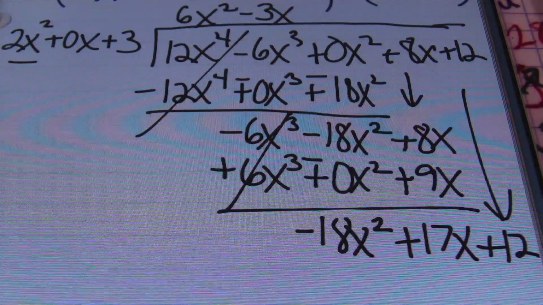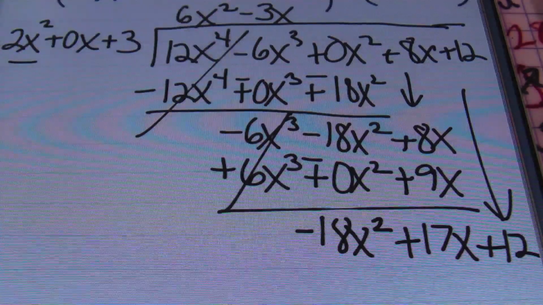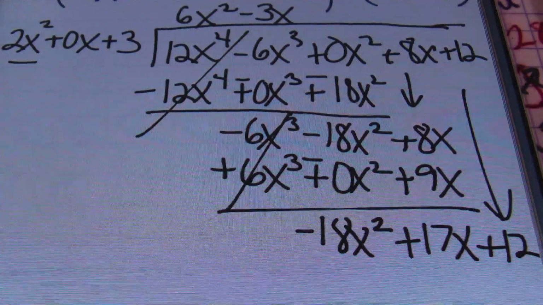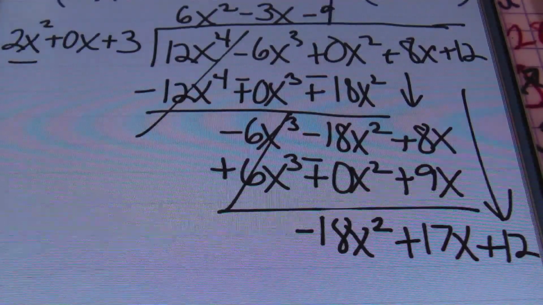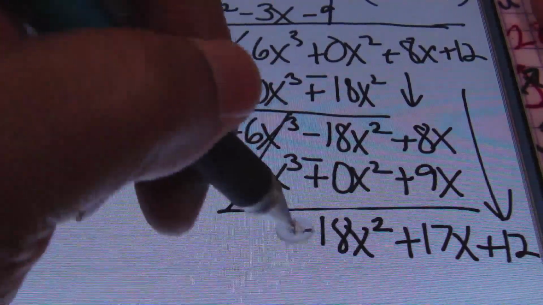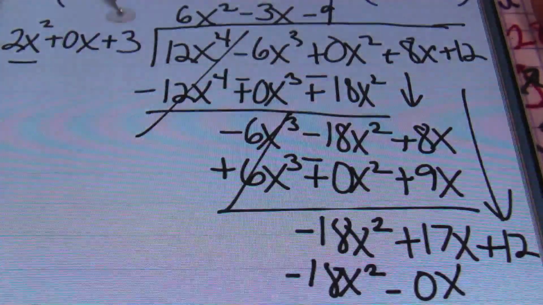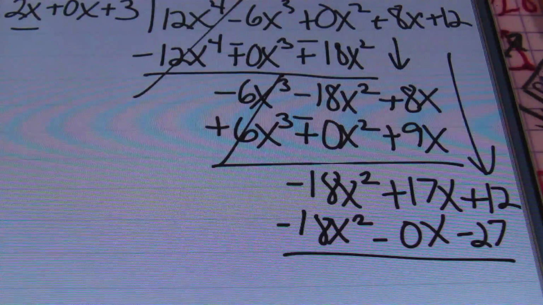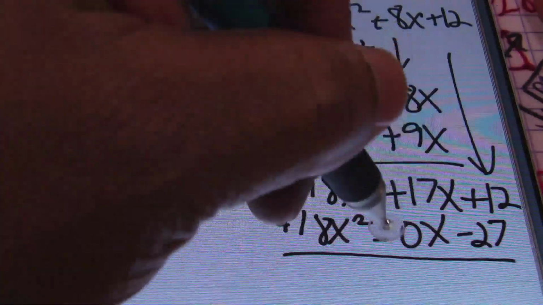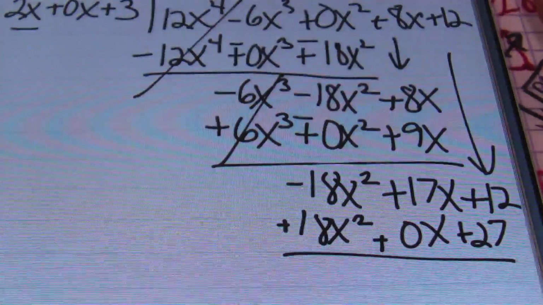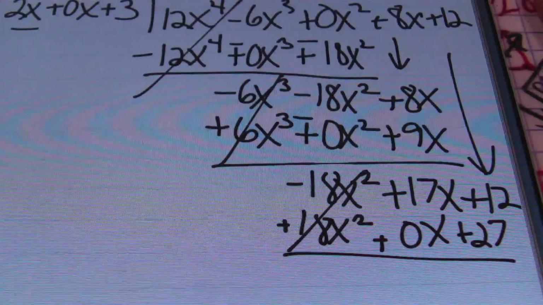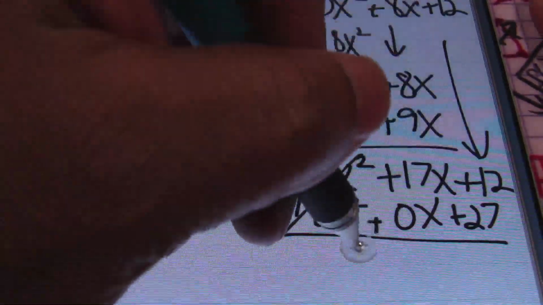Next, we need to find out what we need to multiply 2x squared by in order to get this negative 18x squared. And we need to multiply by negative 9, ladies and gentlemen, by negative 9. So negative 9 times 2x squared will give me a negative 18x squared. Multiplying negative 9 times 0x is negative 0x. And then multiplying negative 9 times 3 will give me a negative 27. Your next step is to change the signs. So we'll make this a positive 18x squared, and this becomes a positive 27 here as well. The 18x squares will cancel out. I'll be bringing down 17x plus 39.